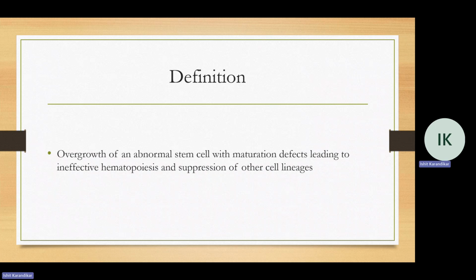So here's the basic definition. It's just an overgrowth of an abnormal stem cell with maturation defects, right? So what happens is these dysplastic stem cells accumulate in the bone marrow. They interfere with the maturation of the other cell lineages, which is why there is ineffective hematopoiesis. And you might get a lot of cytopenias. Could be a single lineage cytopenia, multi-lineage cytopenia. But the key word here is dysplastic.